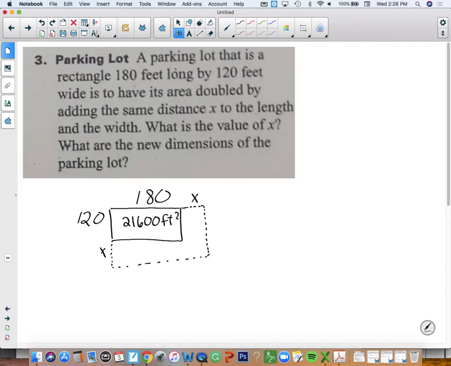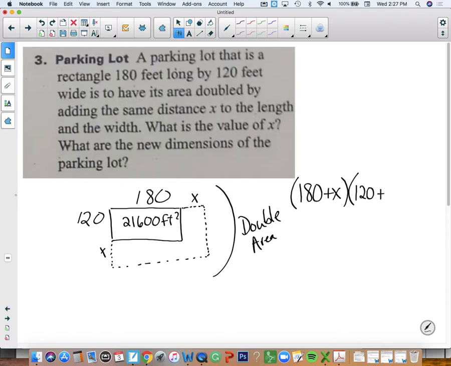Okay? So now we need to make our equation for area, and we know that this one is going to be double the area. So, the equation for the length and the width. Length is 180 plus x, or you can do x plus 180, doesn't matter, it'll work out the same. And width is 120 plus x. That's equal to double my area. So we know my area is 21,600, we double that. So it's 43,200.